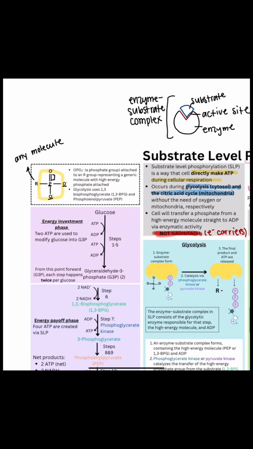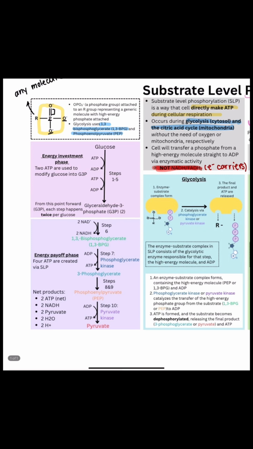So in glycolysis, we have two high energy molecules. We have 1,3-bisphosphoglycerate, which is 1,3-BPG for short, or we have phosphoenol pyruvate, which is PEP for short. And the high energy molecule that we use is going to depend on which step of glycolysis we are in. Glycolysis takes place in the cytosol and it has two phases. It has the energy investment phase in which we use 2 ATP to convert glucose into 2 glyceraldehyde 3-phosphate, which is G3P for short. Then we have the energy payoff phase. From G3P forward, everything is going to happen 2 times per glucose molecule.